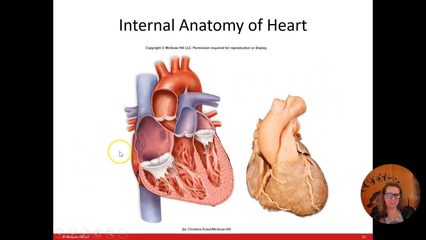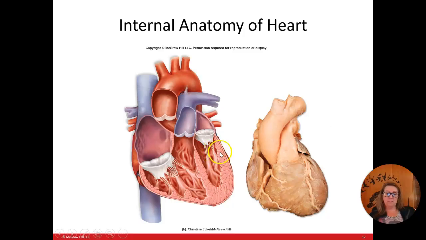All right, internal anatomy of the heart. We went through a lot of this already, but here we see the right atrium. Over here, kind of hard to see, but that would be the left atrium. Down here below that tricuspid valve, we are going to have the right ventricle. In this space in here below the mitral valve, we are going to have the left ventricle.